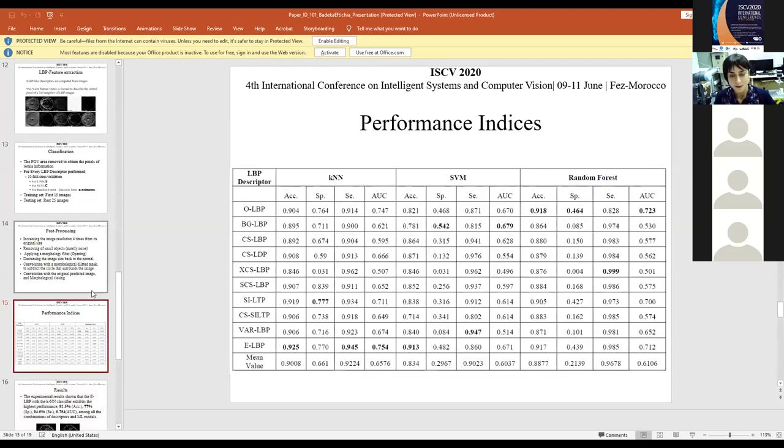After all of this, we have here the performance indices of each one. We measure accuracy, specificity, sensitivity, and area under curve. For each one, we have different metrics, different performance. The original LBP seems to be very good for a decision tree, has very good performance. Background subtraction LBP has a few numbers better.